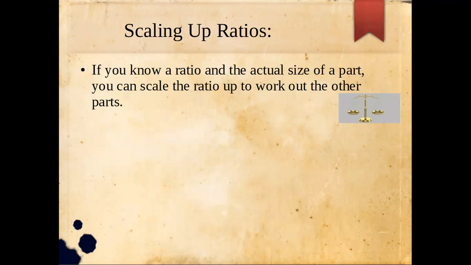If you know a ratio and the actual size of one part, you can scale up the ratio to work out the other parts. So that's basically saying, you know a small ratio, you know what one of the things actually is, you can work out what the other one is by increasing both sides of the ratio. So I'll show you an example if that doesn't make any sense.